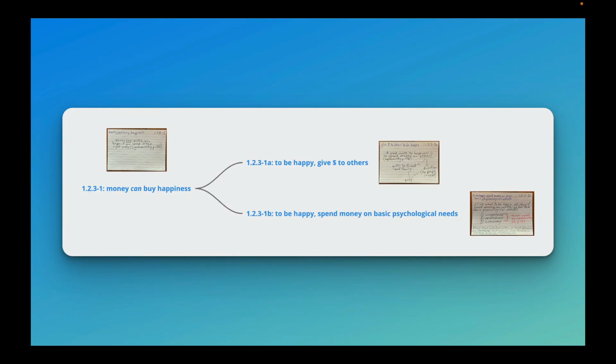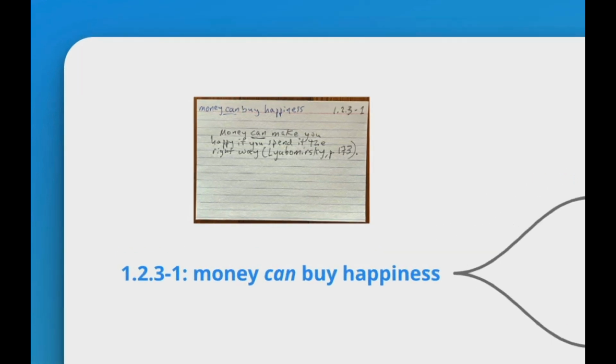Let's go back now to the 3 cards we were looking at before. The first of those cards, the one on the left, is an idea card, which is signified by the hyphen seen towards the end of that card's address. The idea on this card is that money can make you happy if you spend it the right way. This is an idea expressed on page 173 of Sonia Lyubomirsky's book, The Myths of Happiness.